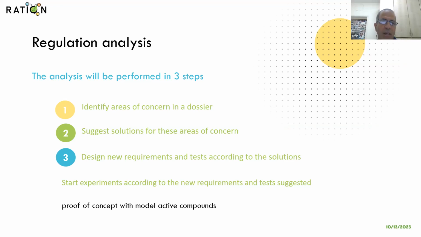After we've done all 3 steps, we can start experiments according to the new requirements and tests suggested. And then we can get the proof of concept with model active compounds, which is actually the deliverable we should deliver at the end of the project.